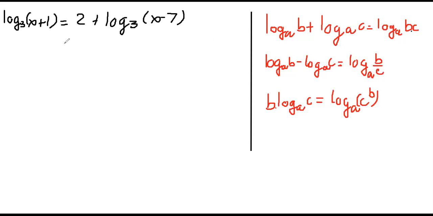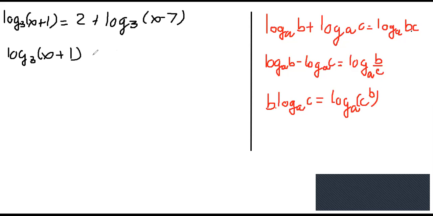Okay, so what do we have over here? Log base 3 of x plus 1 equals 2 plus log base 3 of x minus 7. First of all, you might want to move the logs to one side. So I have log base 3 of x plus 1, minus, since we have the plus over here but you move it to the left side, it's going to be a minus, log base 3 of x minus 7 equals 2.